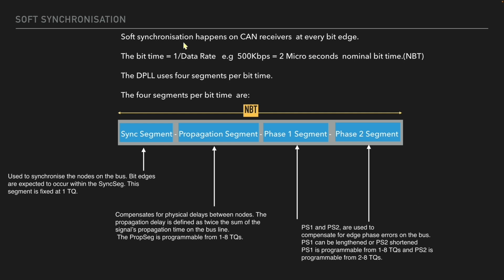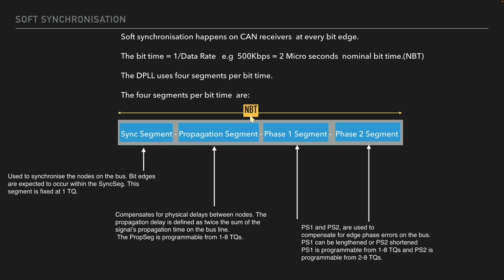We know that soft synchronization happens on CAN receivers at every bit edge, and an edge is at the end of a bit or the beginning of a bit. We already looked at the nominal bit time calculation, and this was just an example, 2 microseconds for a 500 kilobits per second CAN bus. And our digital phase-locked loop circuitry is going to use, in this case, 4 segments per bit time. So the 2 microseconds will be broken up into 4 segments for some very good reasons. And that will allow the DPLL to manipulate the clock so that we can stay properly in sync and clock in the data at the right time.